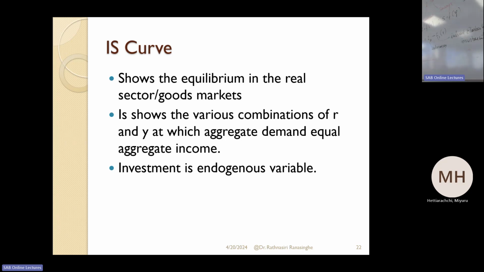Oh, right. In the IS curve, in the real sector equilibrium, one is that aggregate demand equals aggregate supply, or expenditure. The other one is injections equal withdrawals. In a simple economy, injection means investment and withdrawal is the savings. So I = S, Y. So we can say I + G = S + T, right? That is with the government.